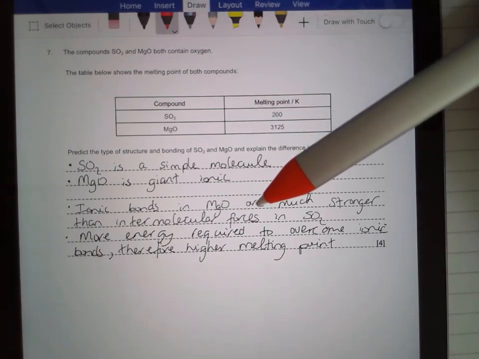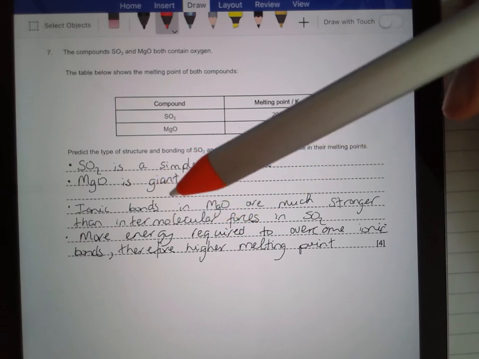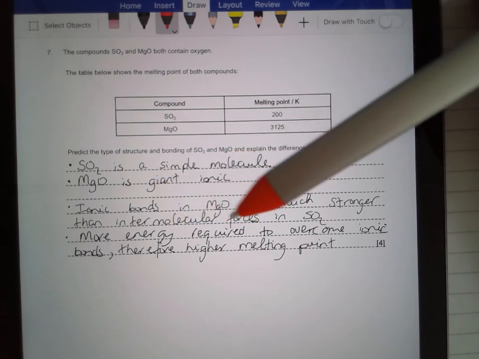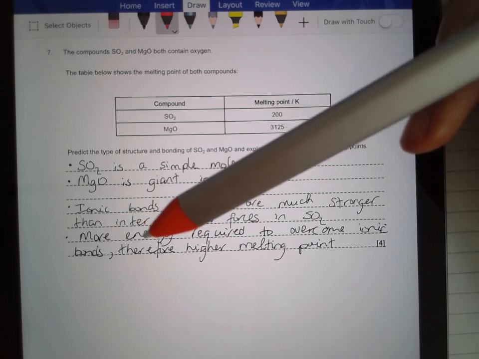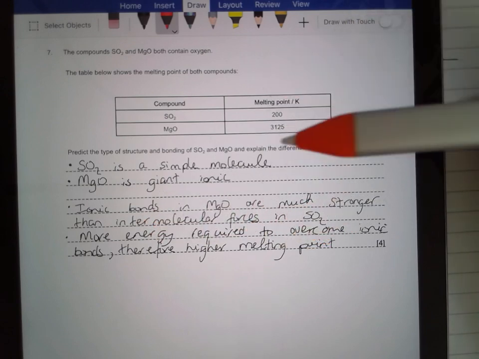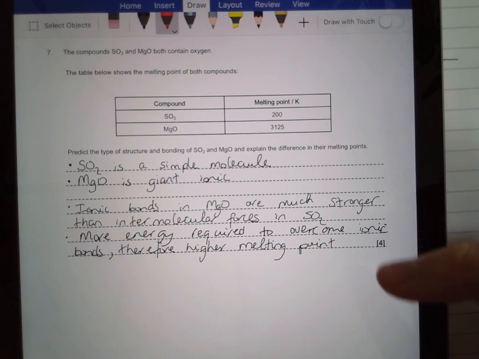That will get you your 3rd mark, and then you just need to specify that ionic bonds are stronger, they will require more energy to overcome, and therefore you're going to have a higher melting point when you've got ionic bonds to overcome rather than just intermolecular forces.